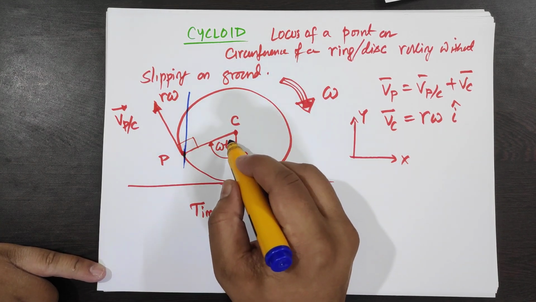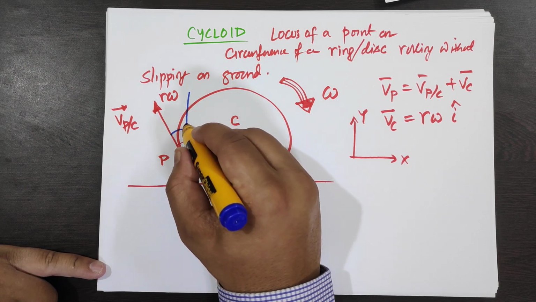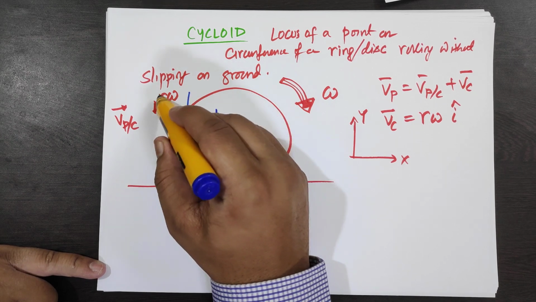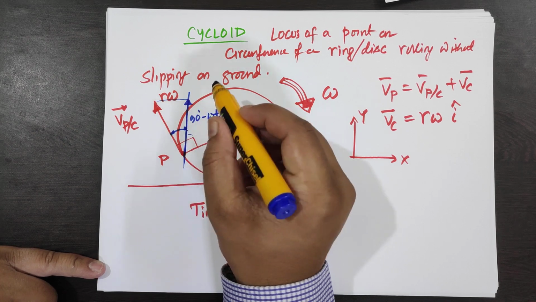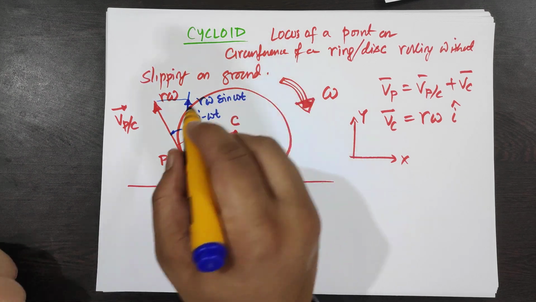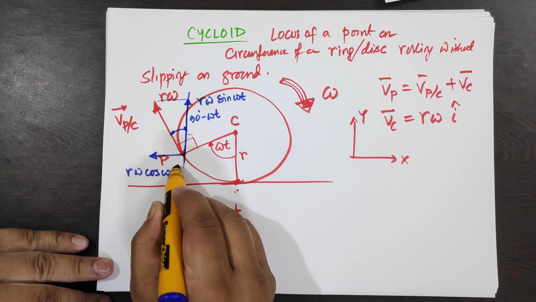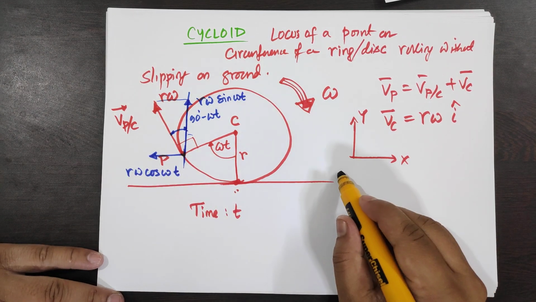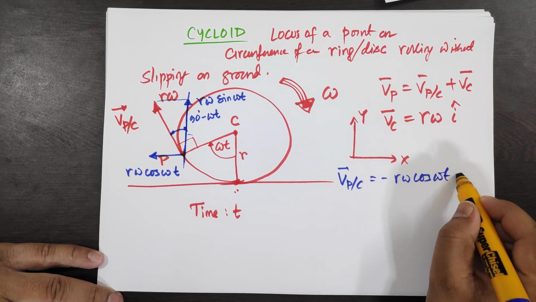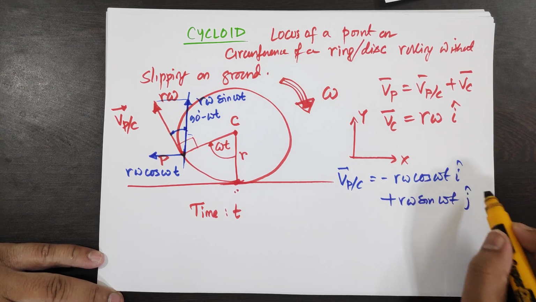This is omega t, this is also omega t, this is 90 minus omega t. So what about this component? R omega, this is sine omega t. R omega sine omega t, this is the cos component, R omega cos omega t. So this velocity of P with respect to C is minus R omega cosine omega t times i cap plus R omega sine omega t times j cap.